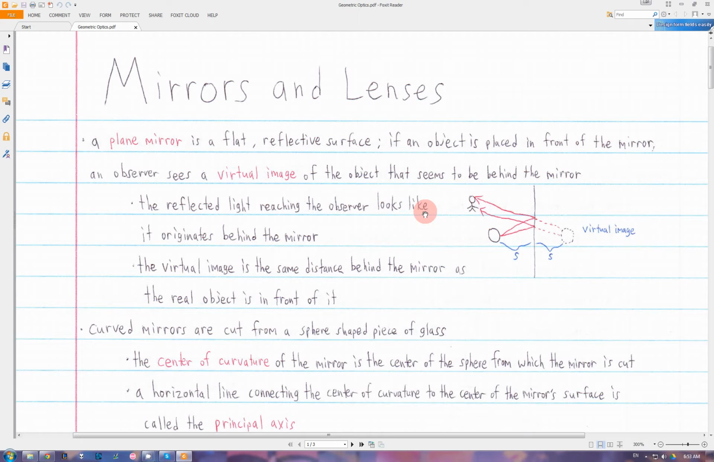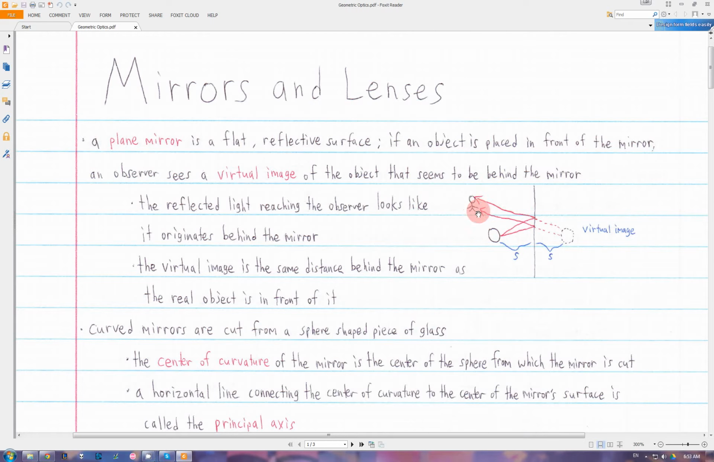So in this video, we're going to see how reflection can be used to form an image of an object. So we start with a flat mirror, which is called a plane mirror. And so we put an object in front of this mirror, and it emits light rays in all directions, but some of them are going to hit the mirror and then bounce off by the law of reflection.